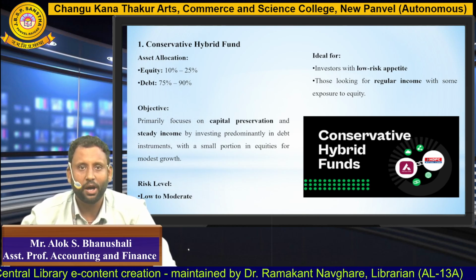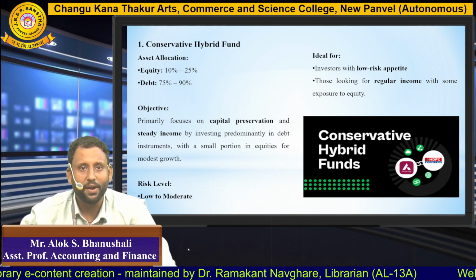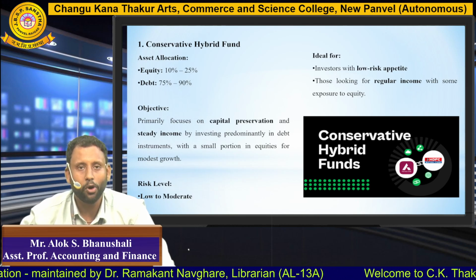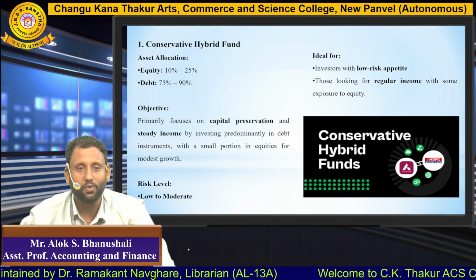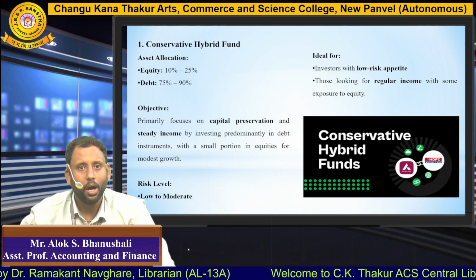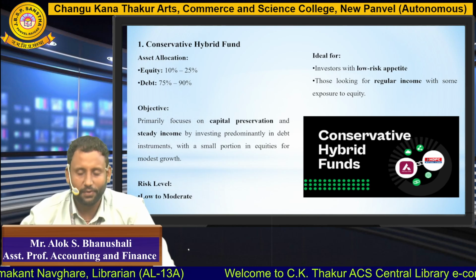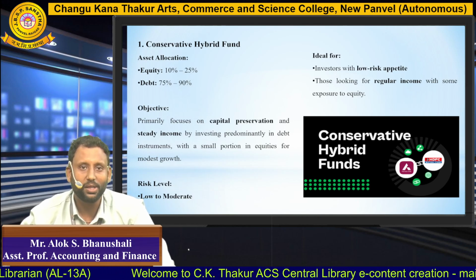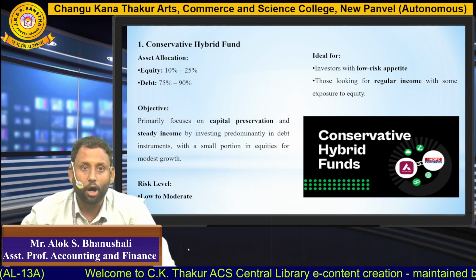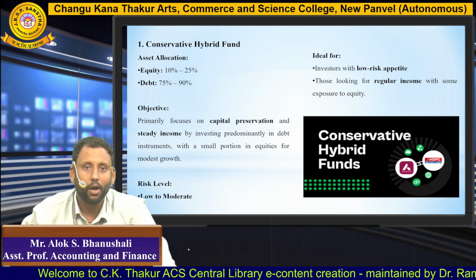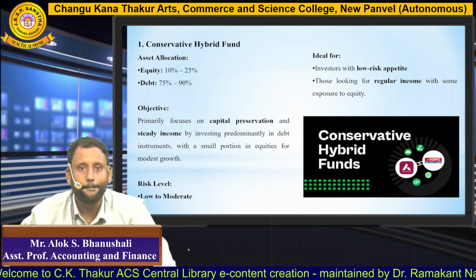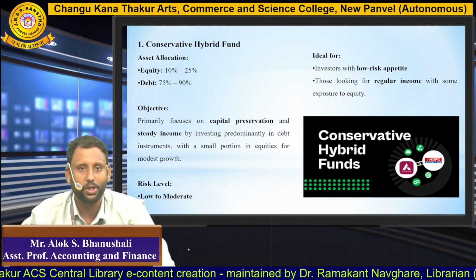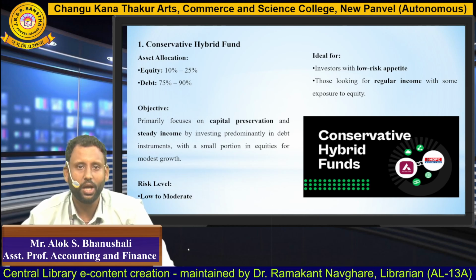Now what is a conservative hybrid fund? In this, we invest in equity only 10 to 25%, and we invest more money in debt, which is 75 to 90%. So in this, the majority of the investment is done in the debt market, and in the equity market the investment is low. What is the objective? The objective of the conservative hybrid fund is to focus on capital preservation and steady income by investing predominantly in debt instruments with a small portion in equity.